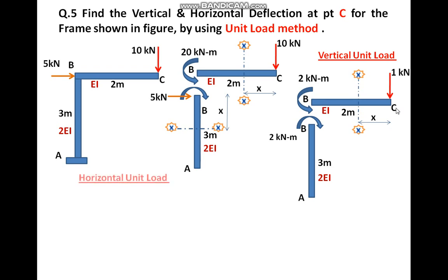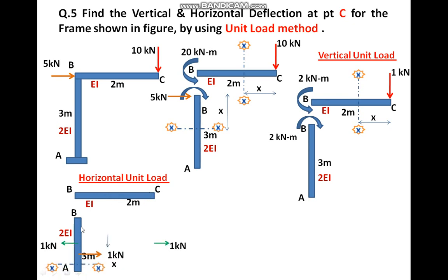The next is the horizontal unit load. So 1 into 2, you get 2 kilonewton meter from B to C, and B to A will be clockwise 2 kilonewton meter. Here in the horizontal unit load diagram, for the vertical member you cut the section xx at a distance of x from the B side. Here apply 1 kilonewton at the B point.